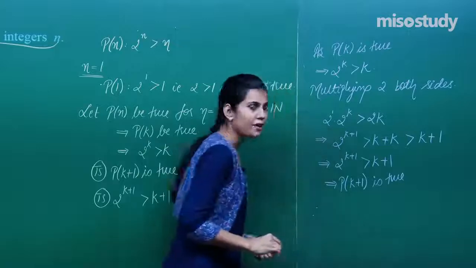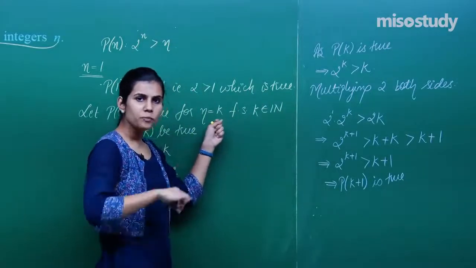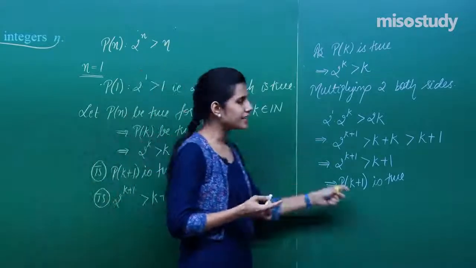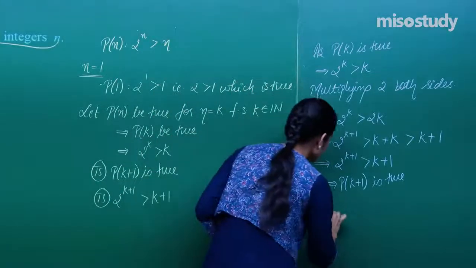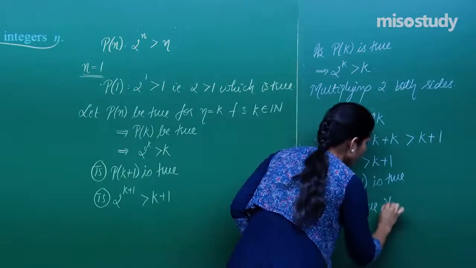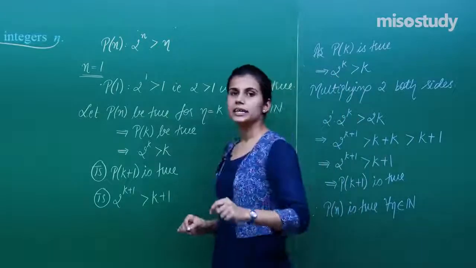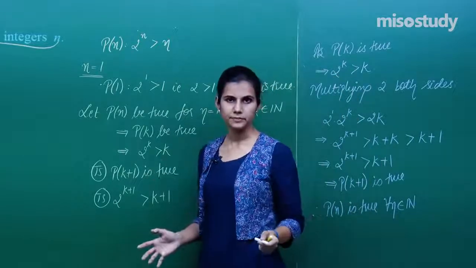Therefore, if P1 is true, and assuming Pk is true, I showed that Pk plus 1 is true, that means Pn is true for all n in N. That means 2 to the power n is greater than n for any natural number n.